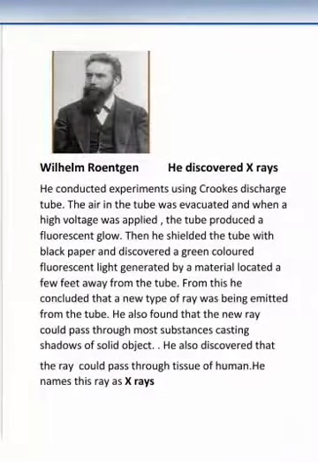Then he shielded the tube with black paper and discovered a green colored fluorescent light generated by a material located a few feet away from the tube. From this, he concluded that a new type of rays was being emitted from the tube. These rays are capable of passing through heavy paper.